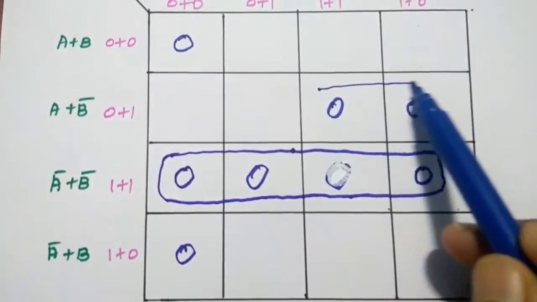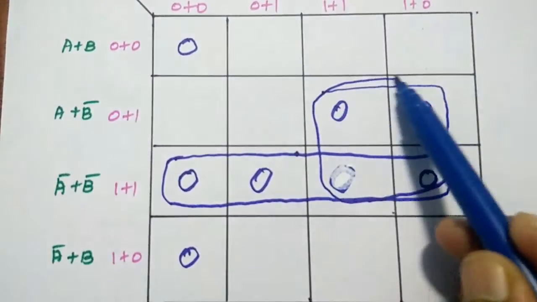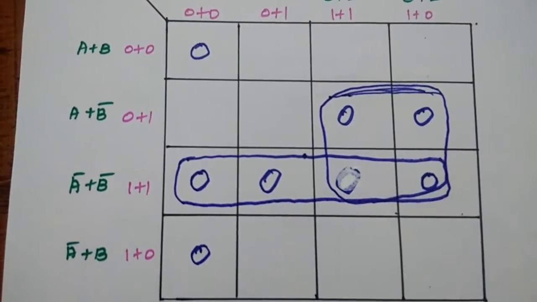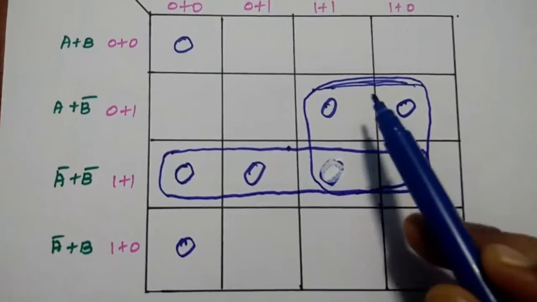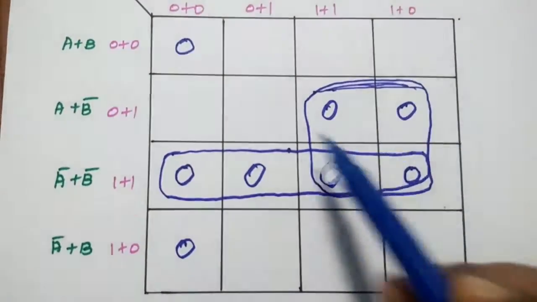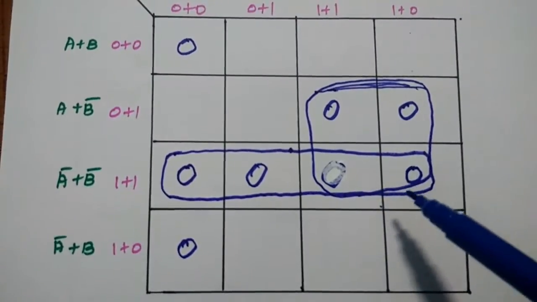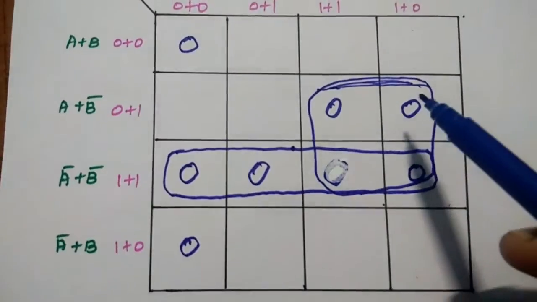So next, we can make another quad like this. This is another quad. So this is the second group. So we have to make a group to the maximum possibility of zeros. We can group this 0 alone, but there is one more possibility to make it as 4 zeros. So we have to group like this.